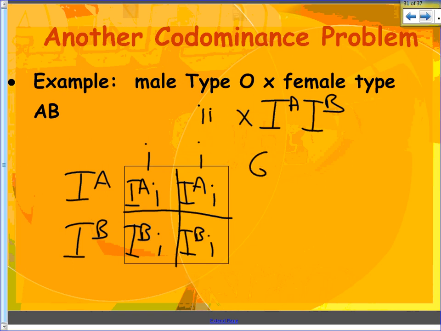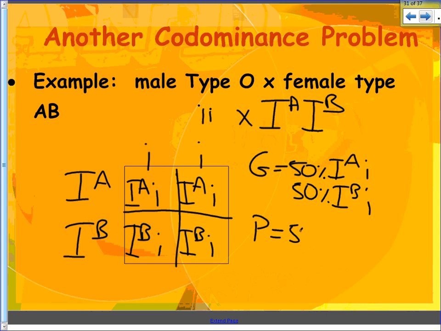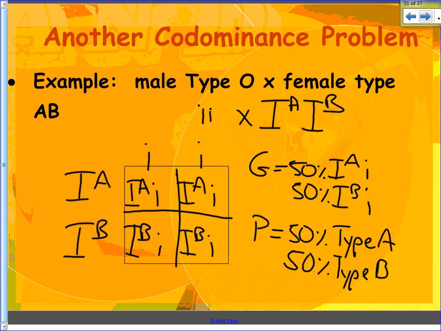Doing our genotypes, we would find 50% would be IA little i, 50% IB little i. Phenotypes, 50% type A, and 50% type B. So that's what we should have gotten with this particular problem.